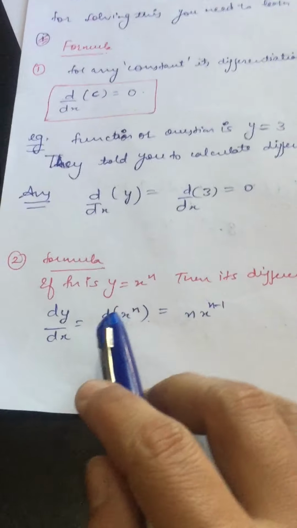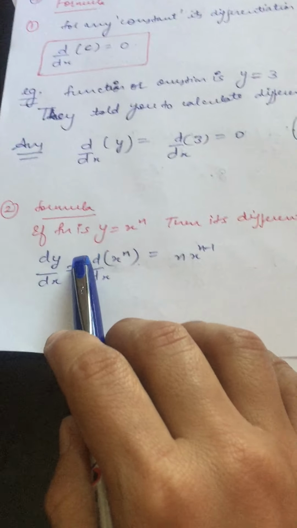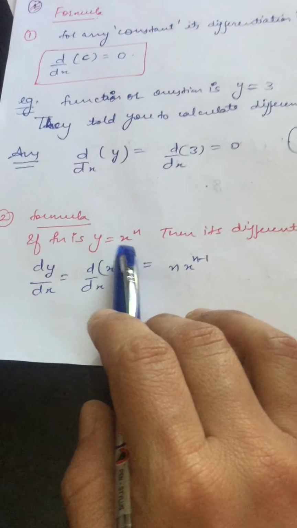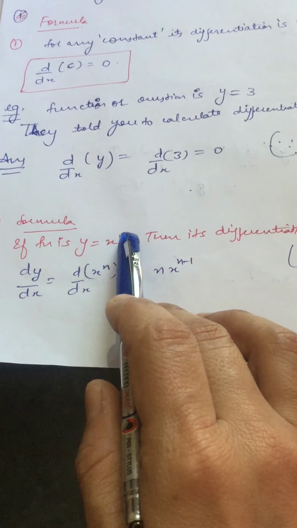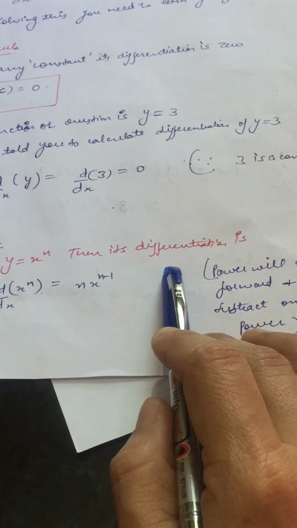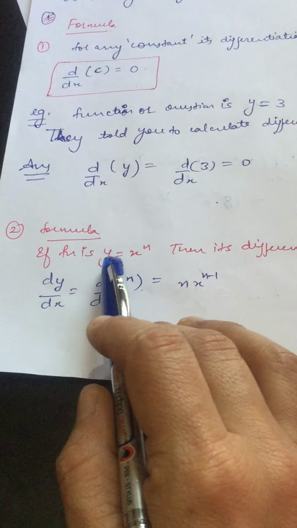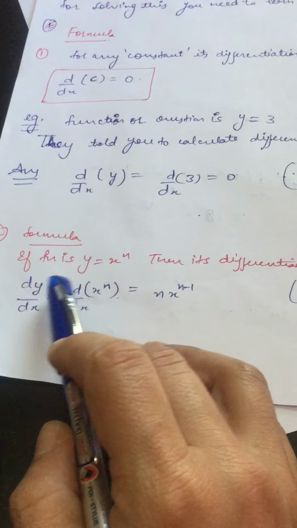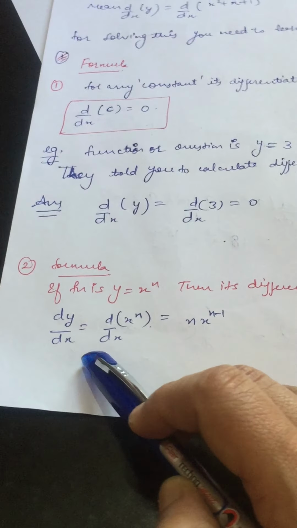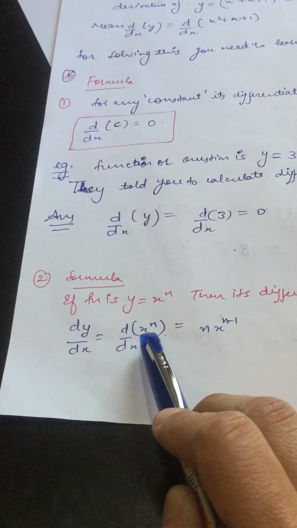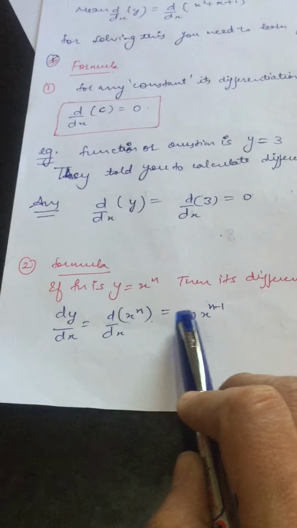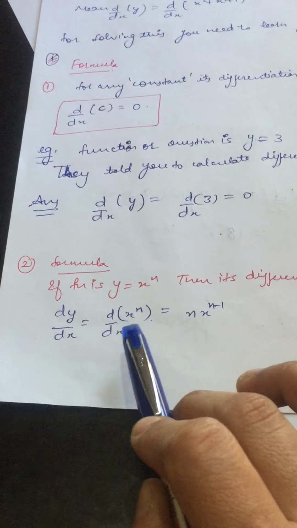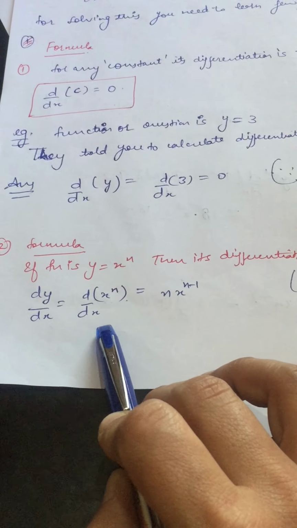Come to the second formula. If the question which is given to you is like this: y is equal to x raised to power n, then I want to calculate the differentiation or derivative of y. How I will write? dy by dx. Put the value of y. y's value is x raised to power n. So when you have to calculate it, this is the second new formula which you need to learn.